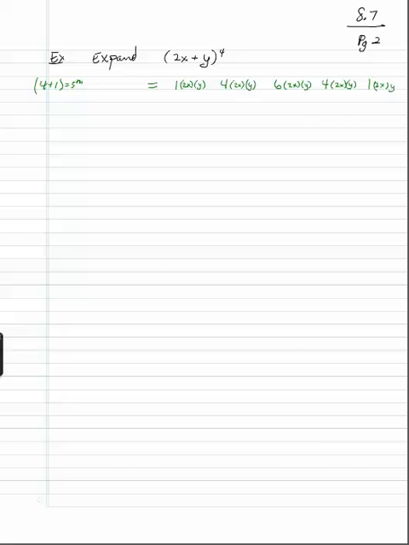2x, y. And so basically we're going to start with n, which is 4, and then 0. And they always have to add up to 4. The first term, the a, is going to go down, so it's going to go 4, 3, 2, 1, 0. And the b term, in this case it's y, is going to go up, 0, 1, 2, 3, 4.